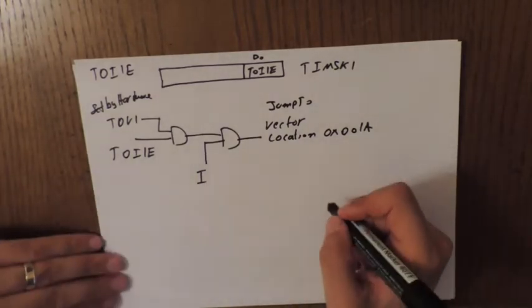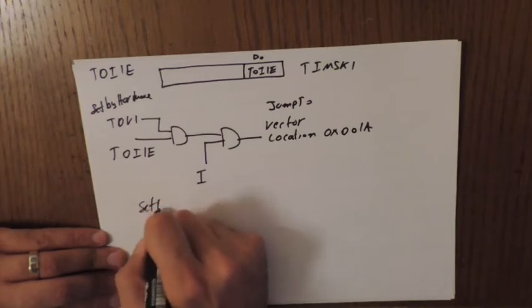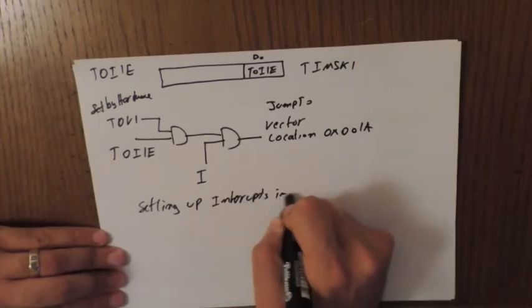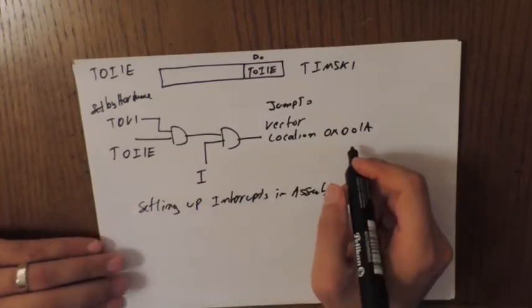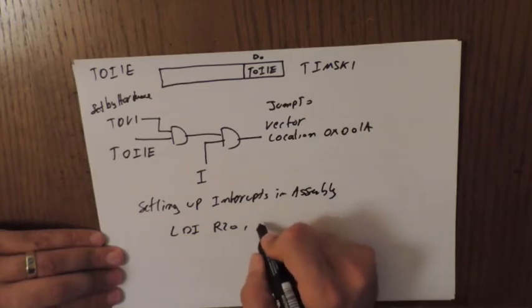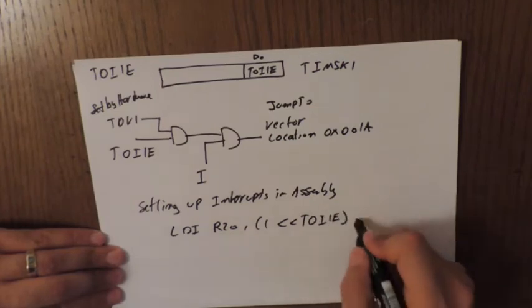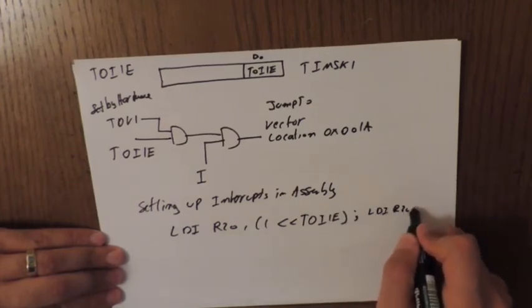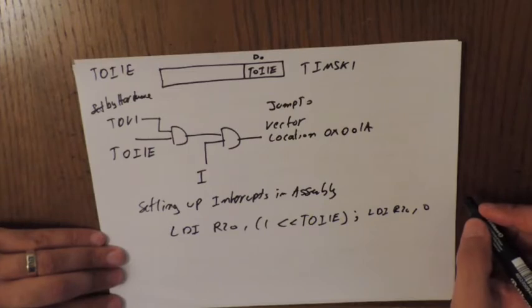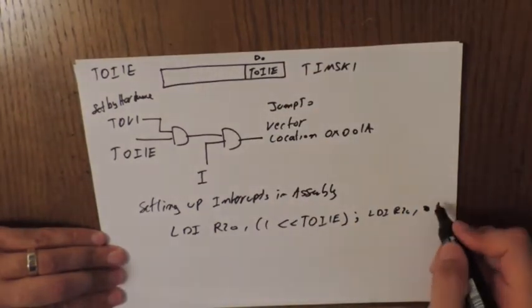So to set up those, the TOIE1, it's very simple. Setting up interrupts in assembly. What I do is I say, okay, LDI R20, comma, 1 shifted by TOIE1. I could have said also LDI R20, comma 0, since this is bit 0, okay? So I don't have R1, sorry, because I want this to be in location 0.